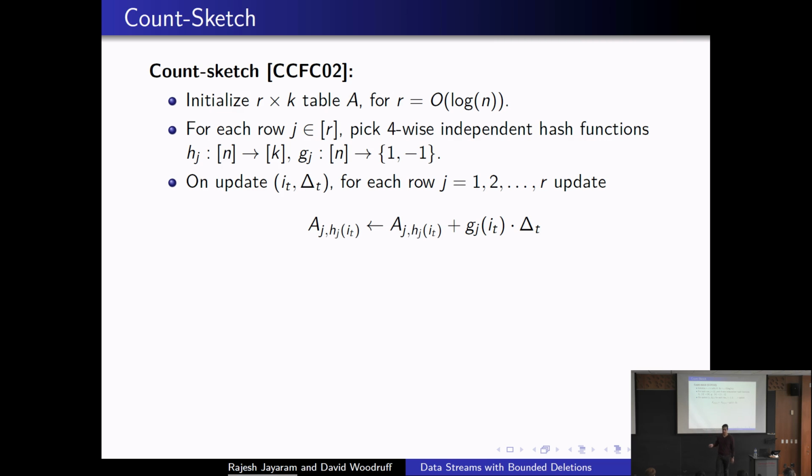Then when my updates come, I'm going to hash the stream into these buckets along with these random signs. So an update comes, I find what bucket it goes into in each row, and I hash the update into that bucket, and I give it a random sign. Okay. And then to estimate item I, I just look at all the buckets it hashed to, check what the value of that bucket is, multiply by the sign that I had, just to make sure it's unbiased, and then take the median. And this is all there is to the estimator.